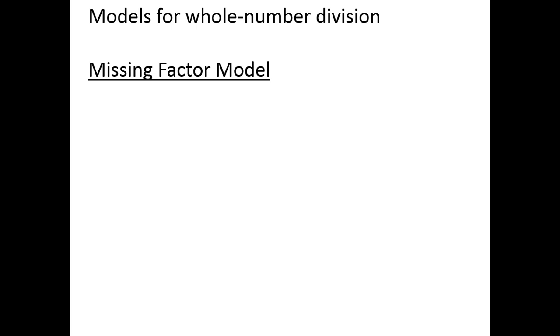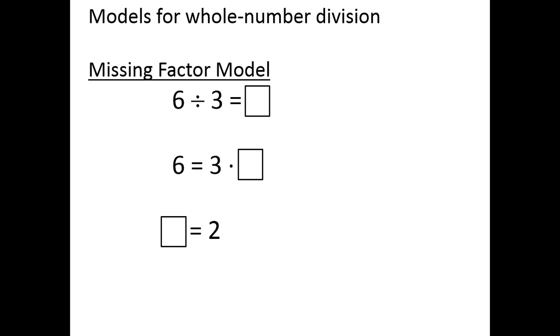There's something called a missing factor model for whole number division. The missing factor model basically says that if 6 divided by 3 equals something we don't know, then 6 has to equal 3 times that thing we don't know. It's really highlighting the relationship between division and multiplication. So obviously the thing we don't know would have to be 2 because 3 times 2 equals 6. So the quotient would have to be a 2.